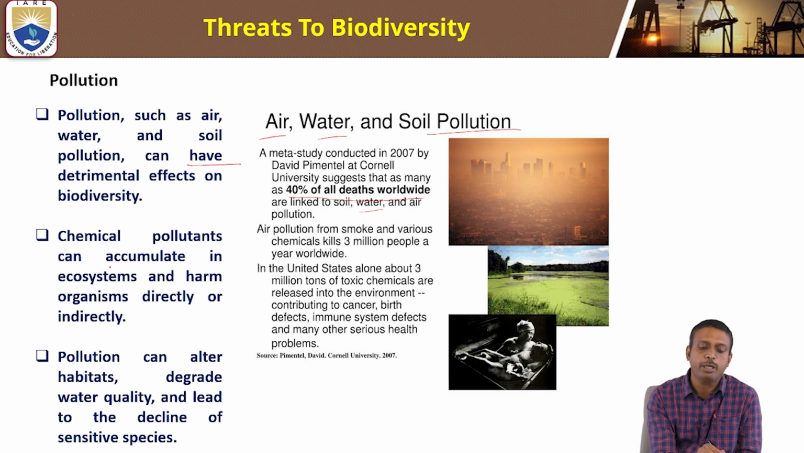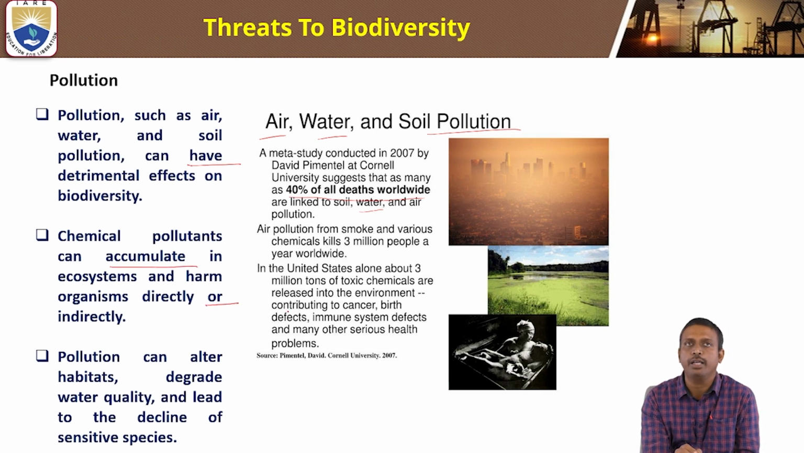Chemical pollutants can accumulate in the ecosystem and harm organisms directly or indirectly. Pollution can alter habitats, degrade water quality, and lead to the decline of sensitive species. Air pollution from smoke and various chemicals kills 3 million people a year worldwide.